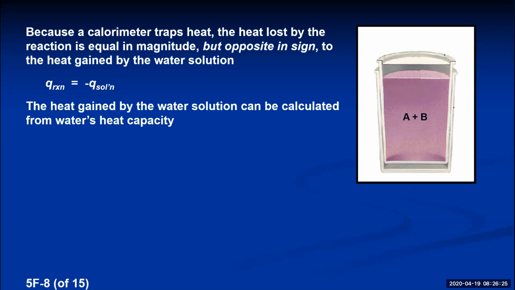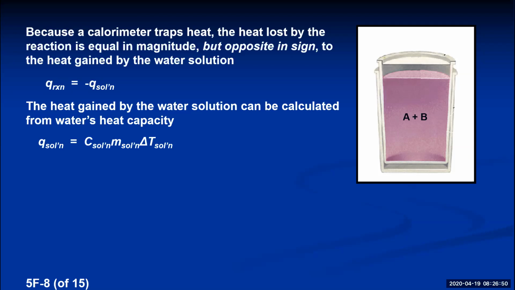Now we can calculate the heat gained by water. We've done this earlier in the semester. It can be calculated by knowing water's heat capacity. Heat capacity has the units of joules per gram Celsius degree. So if we take the heat capacity of the water in our calorimeter, multiply by the mass of the water, and multiply by the change in temperature of the water, we're going to know the amount of heat the water solution has either gained or lost.